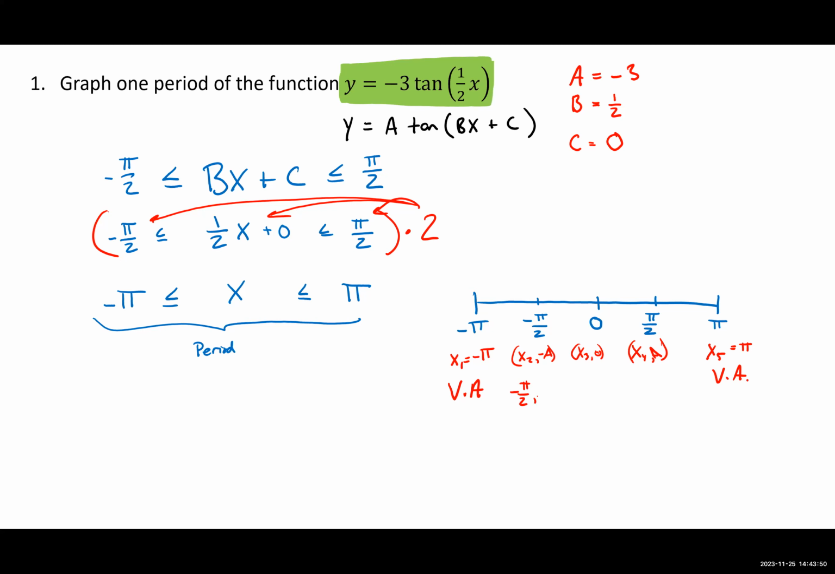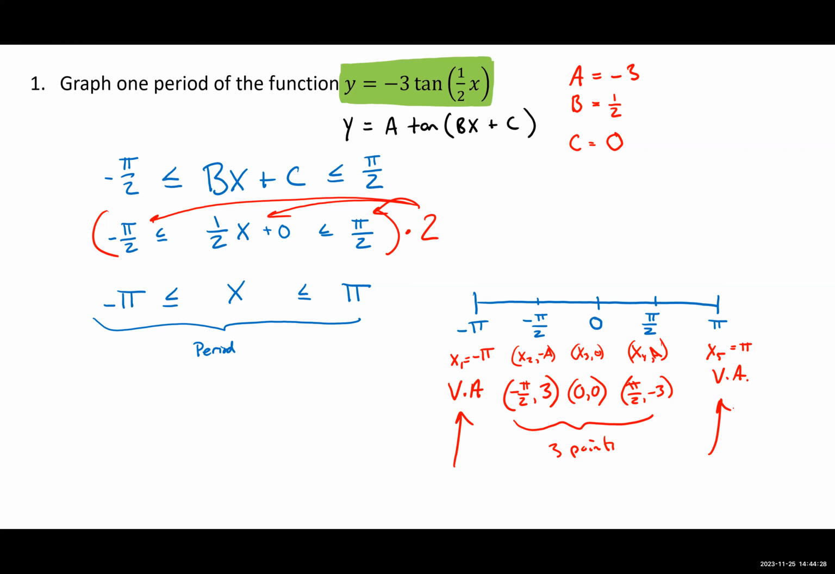Well, go back to the original problem. A is a negative 3. So negative a would be a negative of a negative 3, which would be positive 3. So there's 1 point. X3 comma 0, so that would be 0 comma 0. That's a point. And then x4 comma a would be pi over 2 comma negative 3. All right, so we got 3 points and 2 asymptotes.